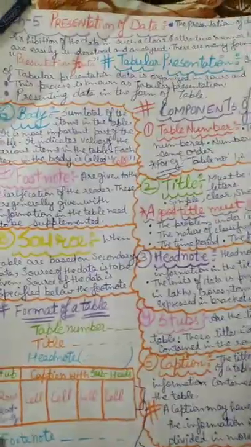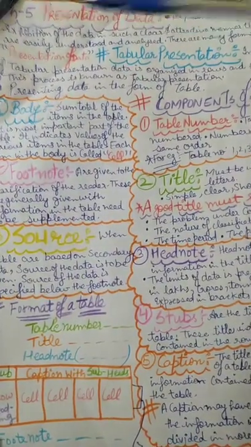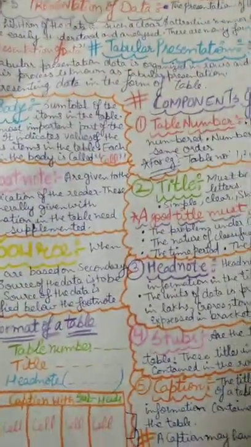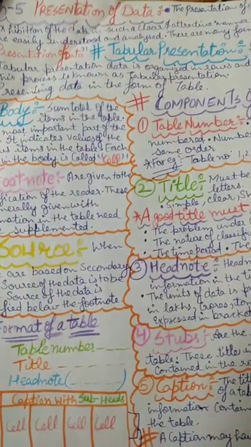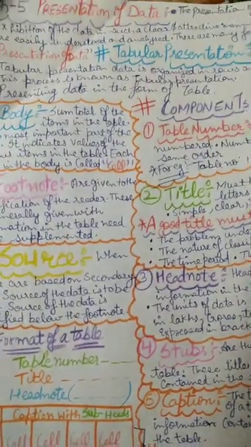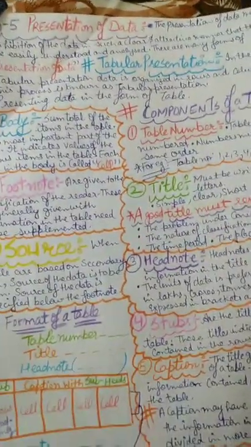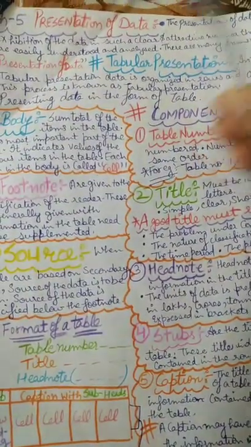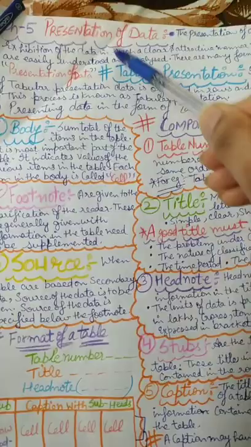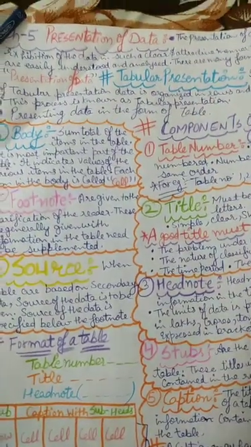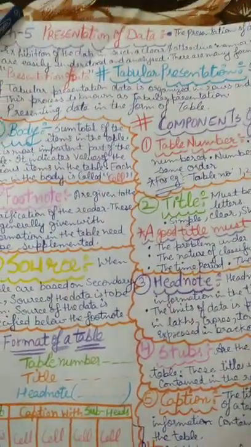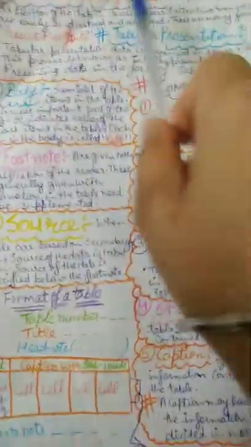So students, in this session we are going to discuss chapter number 5, Presentation of Data, of economics. In economics, it comes under the statistics portion, जिसे हम stats भी बोलते हैं. First, let me clear you about the meaning of presentation of data. When we present our data in a clear and attractive manner, that will be easily understood by the viewer, who can easily analyze them, that is known as presentation of data.